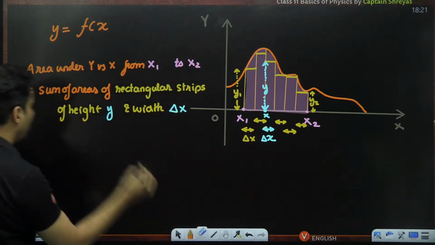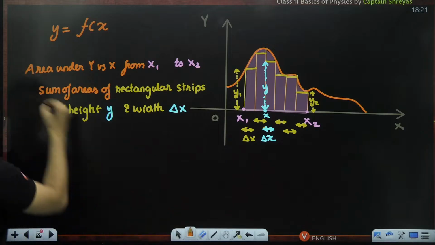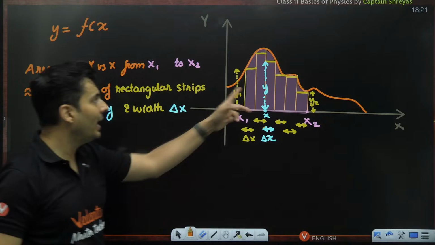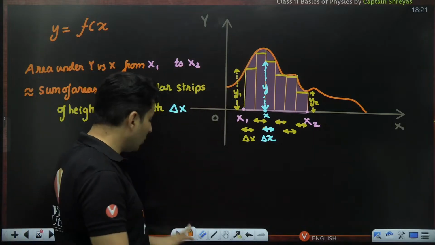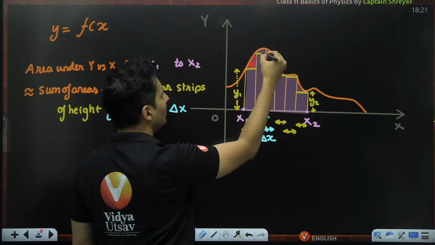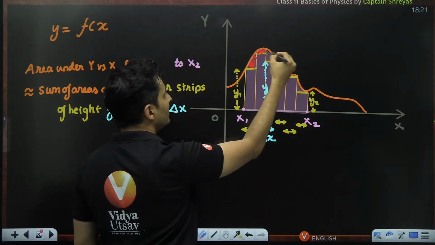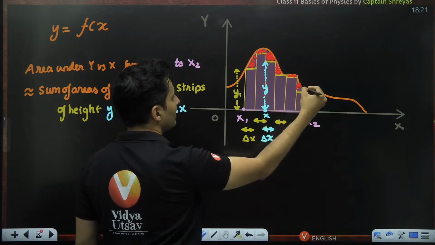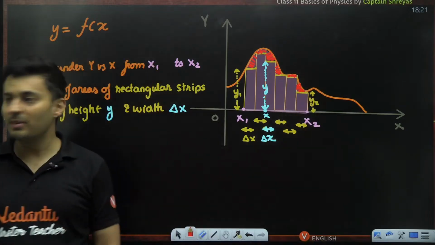But there is a catch over here. This is not exact. This will be approximate. Why? Because I am missing out on some areas. For example, this one I'm not counting. This one is missed, this one is missed, and so on and so forth. Everybody is able to see it?